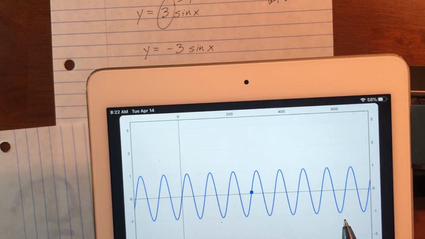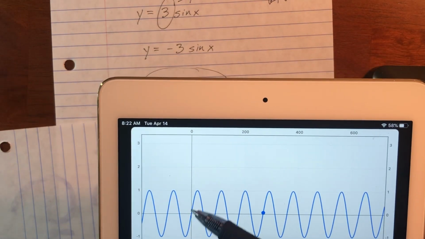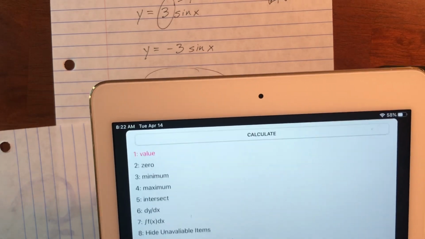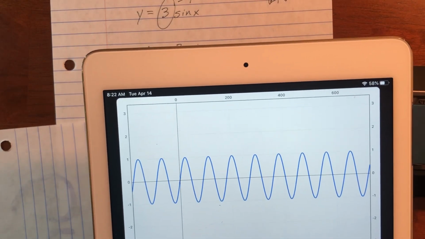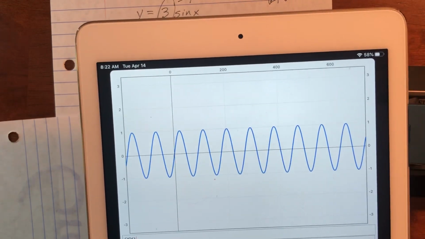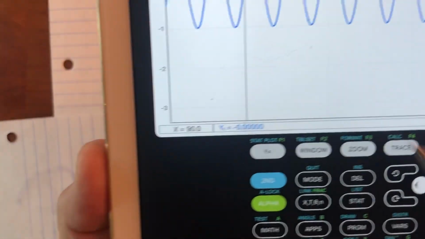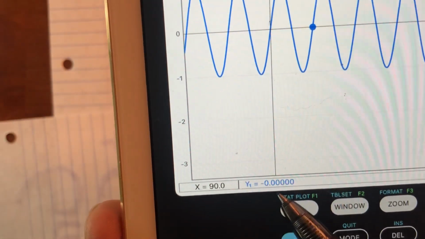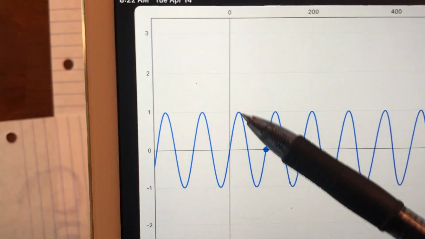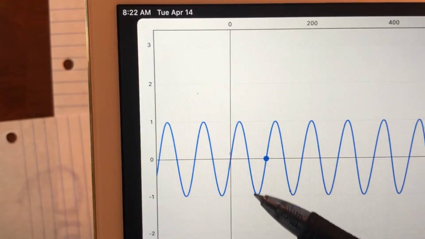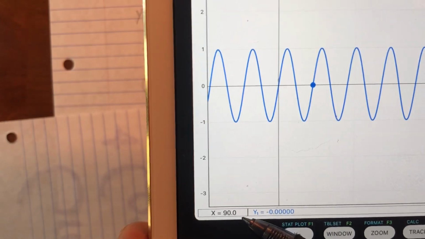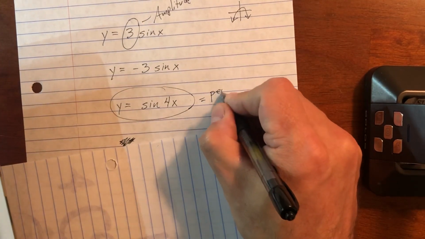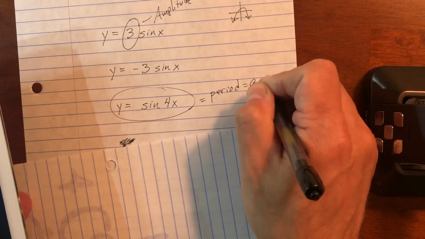Obviously, the period changed. Instead of taking 360 degrees to get from there to there, I'm going to calculate a value here. I'm going to ask it to figure out what y is equal to when x equals 90. I'm not sure if you can see that or not, but right there it says when x is 90, you can see that y is equal to 0. So instead of taking 360 degrees to make one full rotation, you can see it only took 90 degrees. So for this one, the period is equal to 90 degrees.